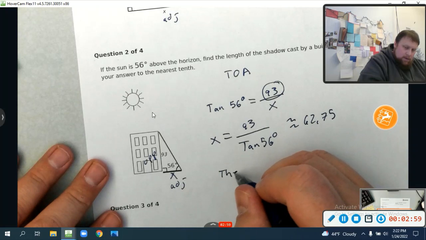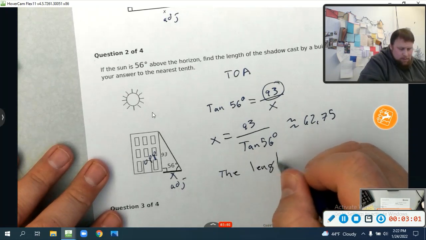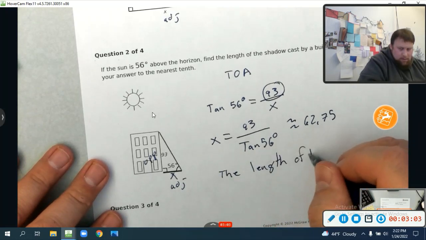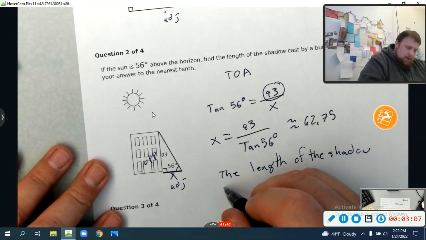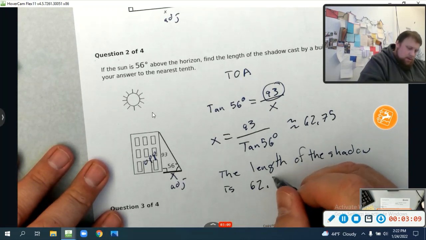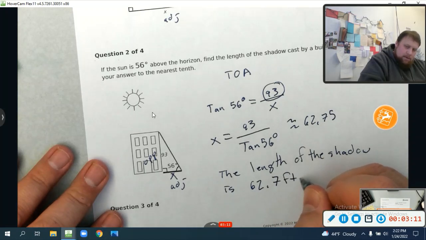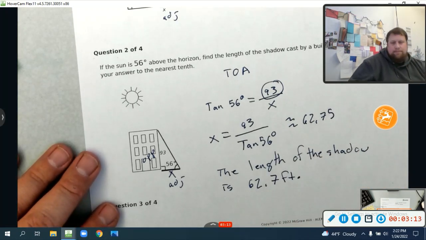So the length of the shadow is 62.7 feet. Sweet. All right, let's move on.